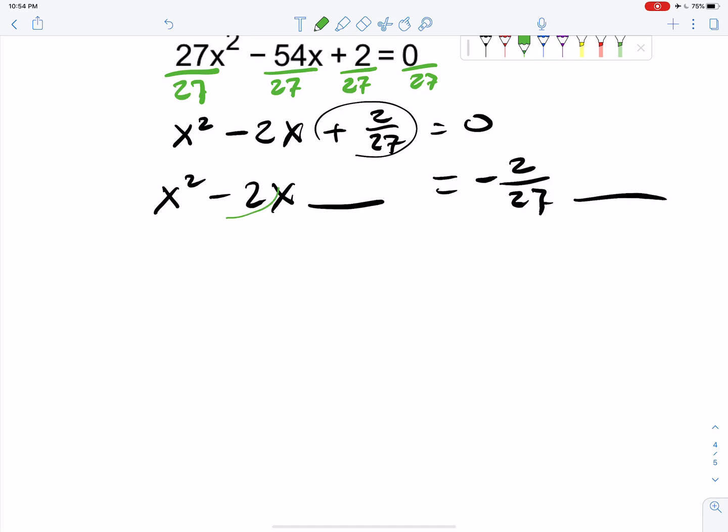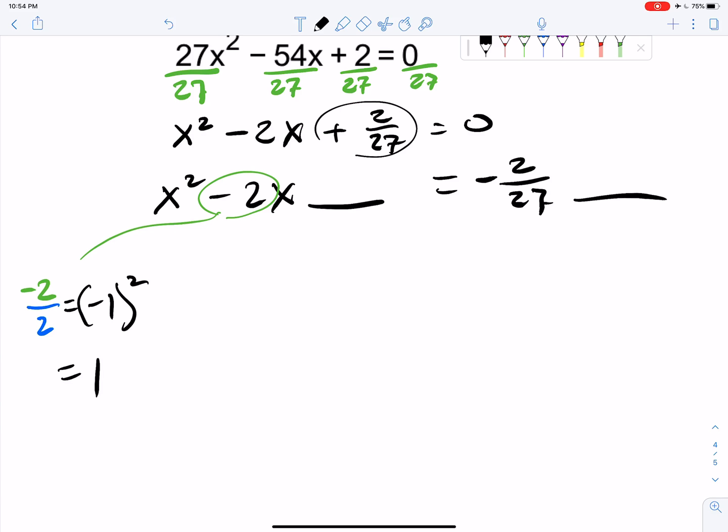Now this is looking pretty good, though. Negative 2, what did I say? What do you do to it? Cut it in half. That equals negative 1. Square it is 1. Oh, okay. So what color am I going to use? Purple. So if I'm going to add 1 completes the square there, I've got to add 1 over here too. Instead of just adding a 1, how about if we add a 27 over 27, which is also 1, right? And why did I do that? Because I know I need a common denominator anyhow.